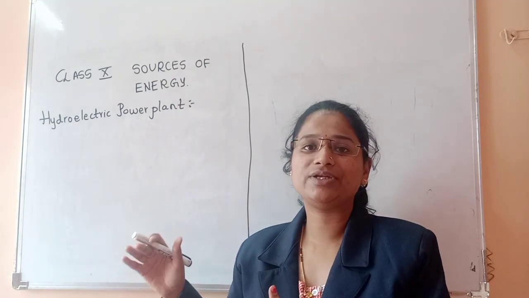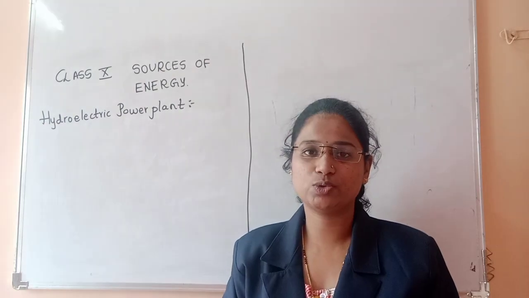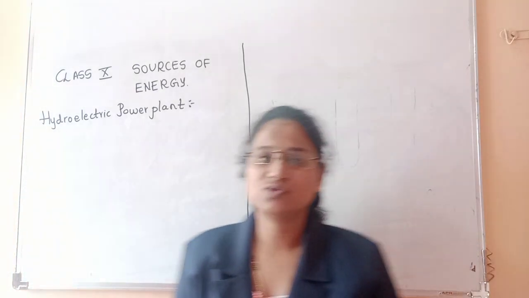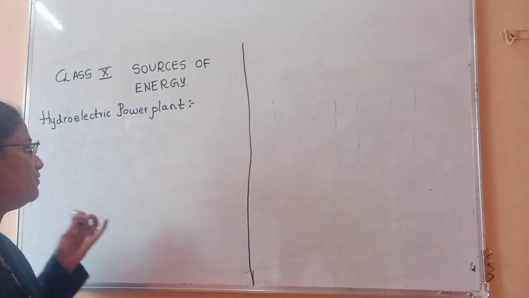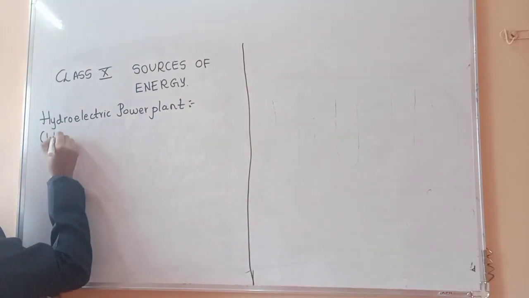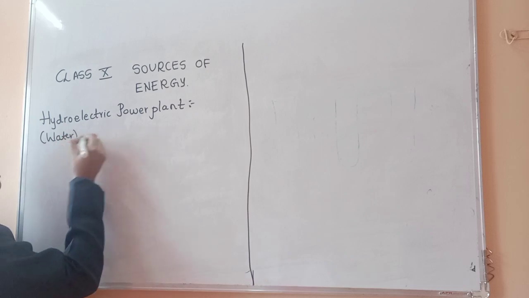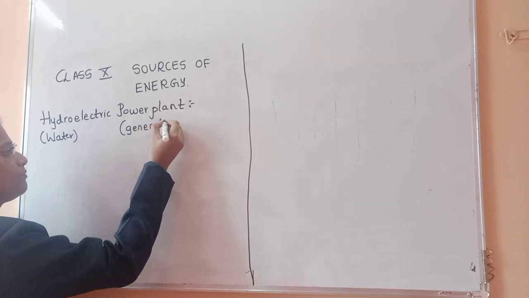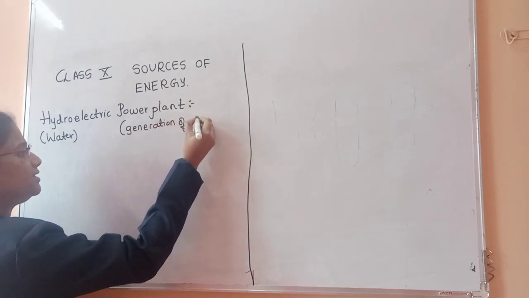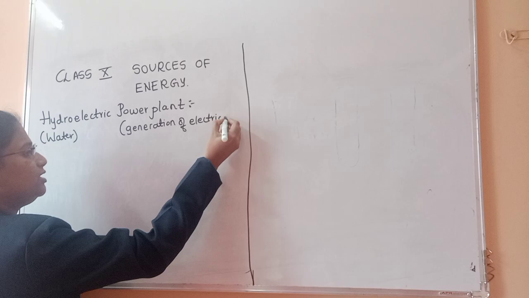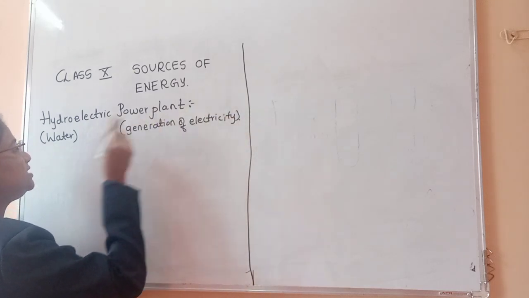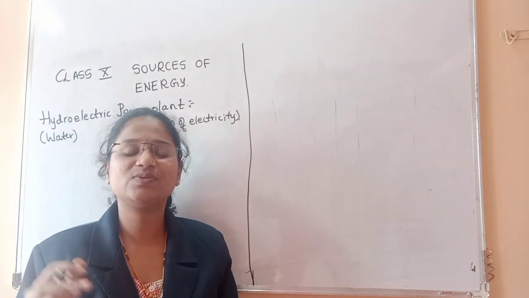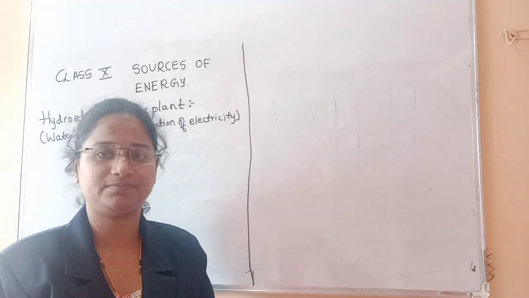Today we are going to discuss the other type of conventional source of energy, which is nothing but a hydroelectric power plant. As you see in the term hydroelectric power plant, hydro refers to water, and power plant refers to generation of electricity. So here the electricity is generated with the help of water. That is why it is called hydroelectric power plant.